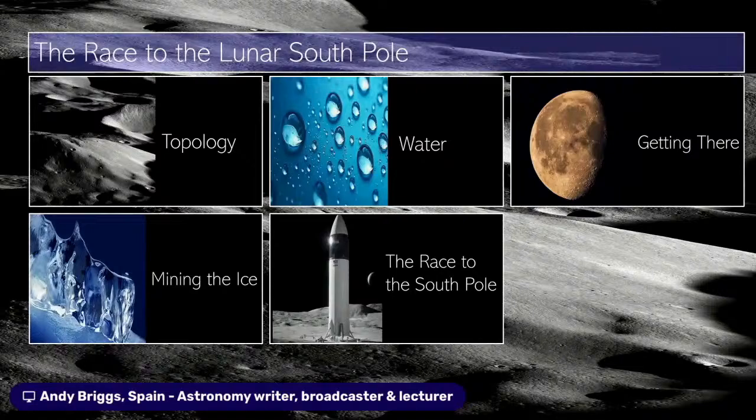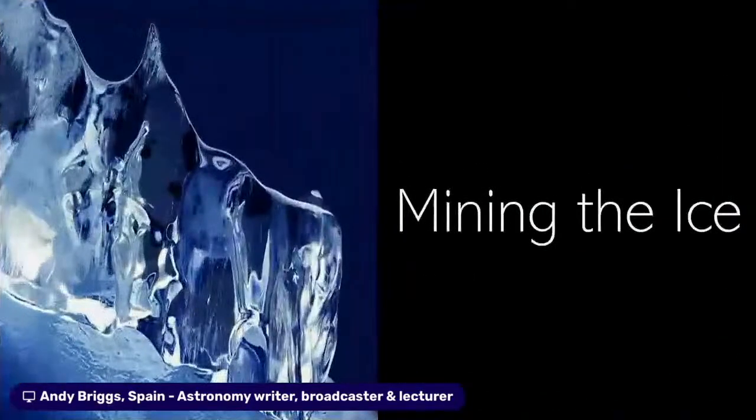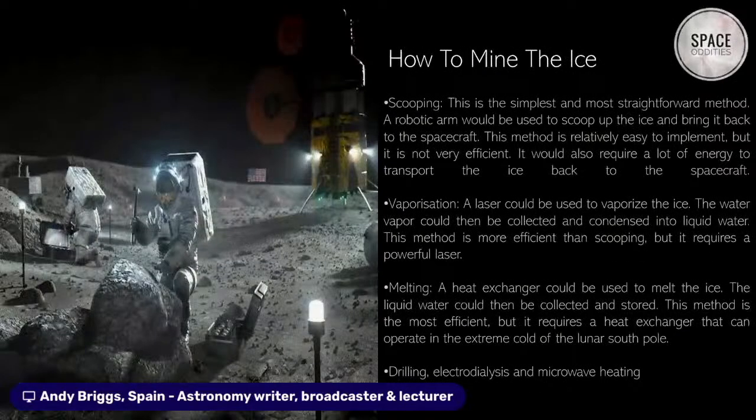Assuming that everything goes well, they want to get at the water. So how do we actually extract ice and water from the moon? Well, you've got a number of different options for getting it out. You can scoop it with a robotic arm, but it turns out that's not very efficient and certainly not energy efficient. You can use a laser to vaporize the ice and then collect the water vapor. That, I think, would be a little bit tricky to do, but it's one option.